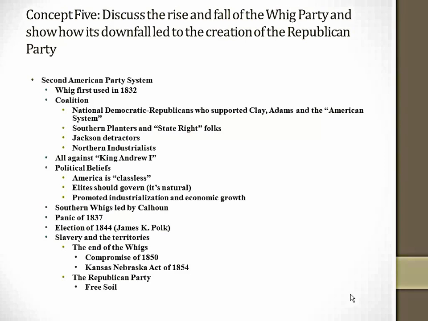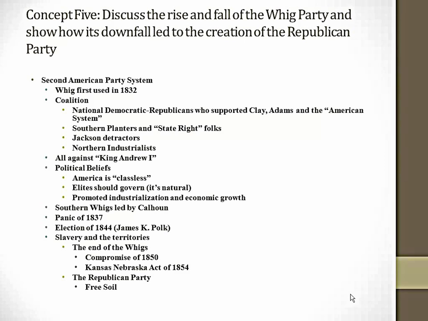Tyler limited Whig successes to the repeal of the independent treasury in 1841 as well, and a modest increase in tariffs in 1842. As a result, the Whig Party broke with Tyler, and his cabinet resigned, with the exception of Secretary of State Daniel Webster. Tyler appointed Democrats to replace them, but kept Webster in the cabinet in order to maintain a tie with New England and to claim that he had bipartisan support.